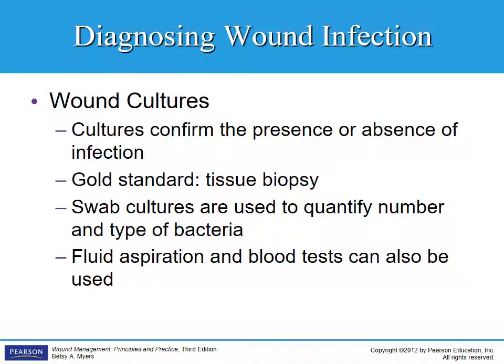So, how do we diagnose wound infection? Well, if we suspect wound infection, first thing we want to do is cultures. Cultures are the only way to confirm the presence or absence of the infection, and it also tells us what type we have. The gold standard is a tissue biopsy. They don't often do that unless they're in there and see something going on. If you've got an open wound, they're not really going to go in and biopsy tissue if you're looking for bacteria in an open wound.